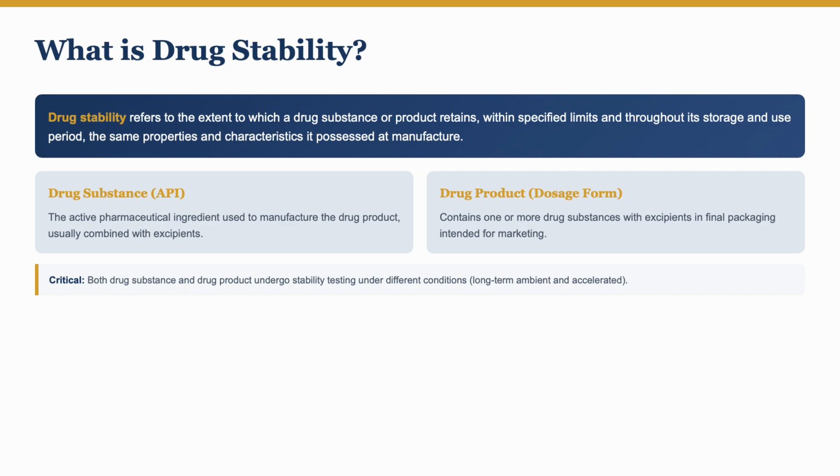The drug substance, also called the active pharmaceutical ingredient or API, is the material used to manufacture the drug product, usually combined with excipients. The drug product, also called the dosage form or finished product, contains one or more drug substances with excipients in the final packaging intended for marketing. Both drug substances and drug products are typically studied under at least 2 different storage conditions: long-term ambient storage and accelerated conditions. Each stability program is conducted based on an approved protocol.